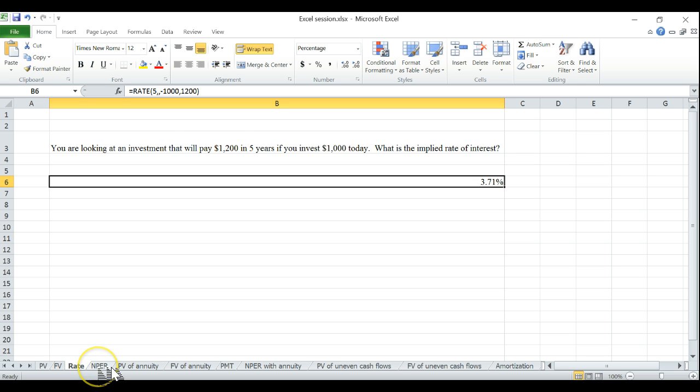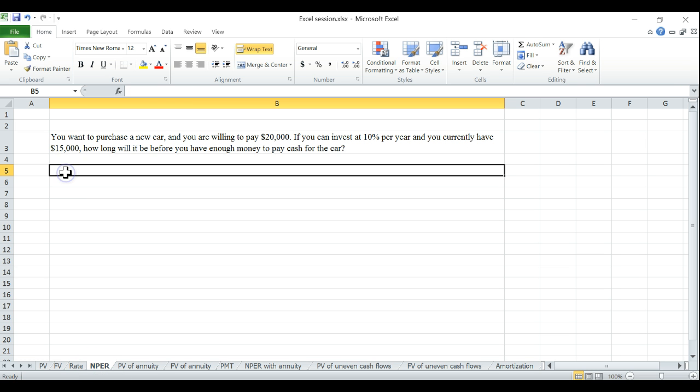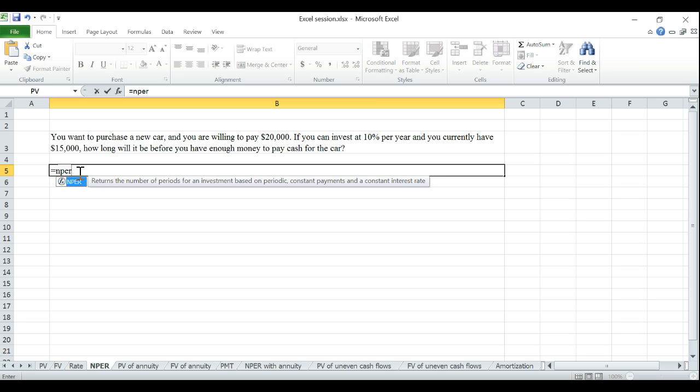Next we have the number of periods. So solving for n, how long does it take? Those kinds of questions. Here the function that we have in Excel is called NPER, which is number of periods. And again, this is saying what is the interest rate.